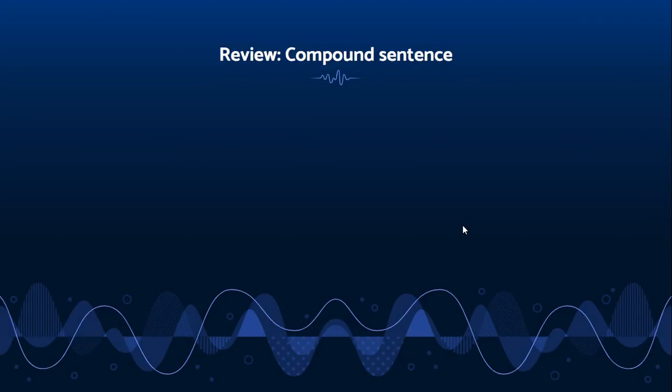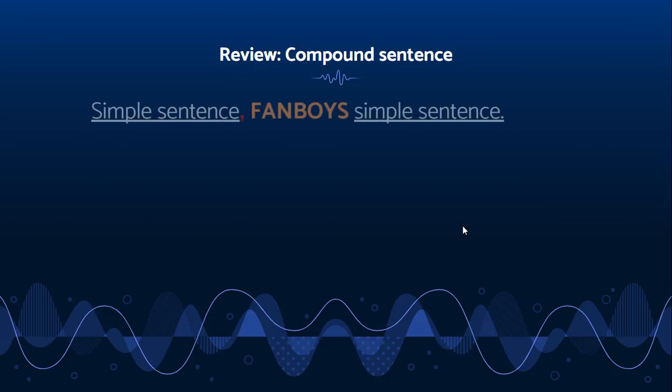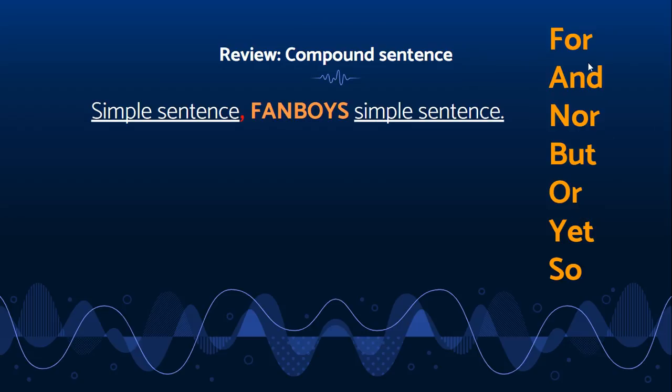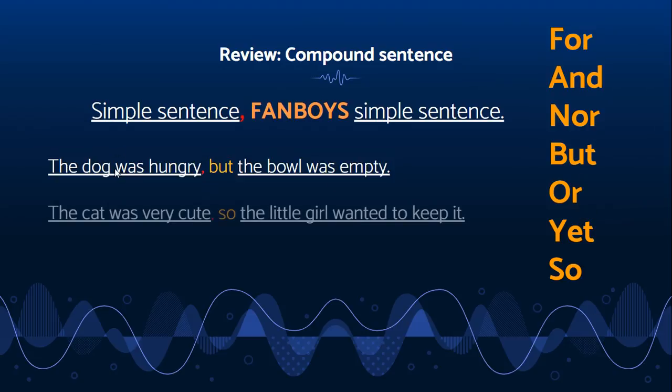Last week, we learned about compound sentences. Compound sentences are when you take two simple sentences and you keep them equal to each other with a comma FANBOYS. A simple sentence can also be called an independent clause because it can still be a sentence all by itself. And we take two of those and connect them with the comma FANBOYS. The FANBOYS are for, and, nor, but, or, yet, so. So we had some examples here.